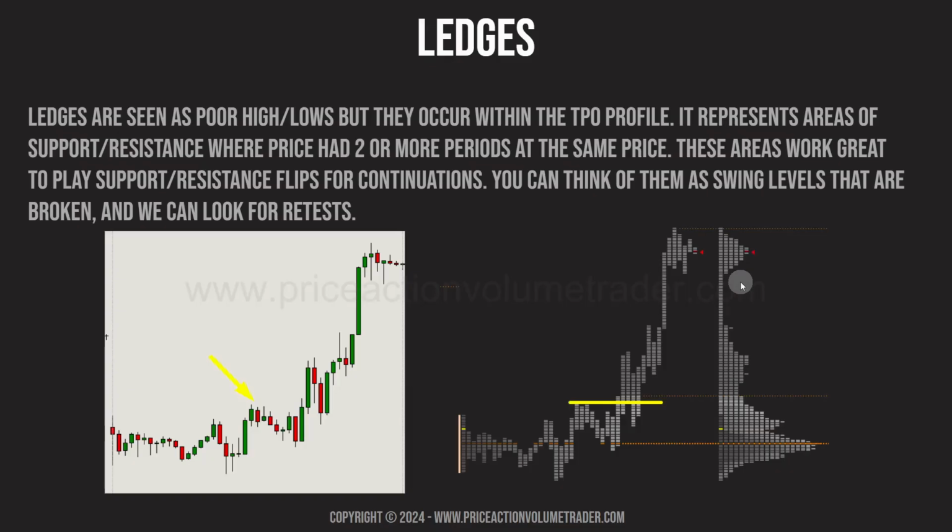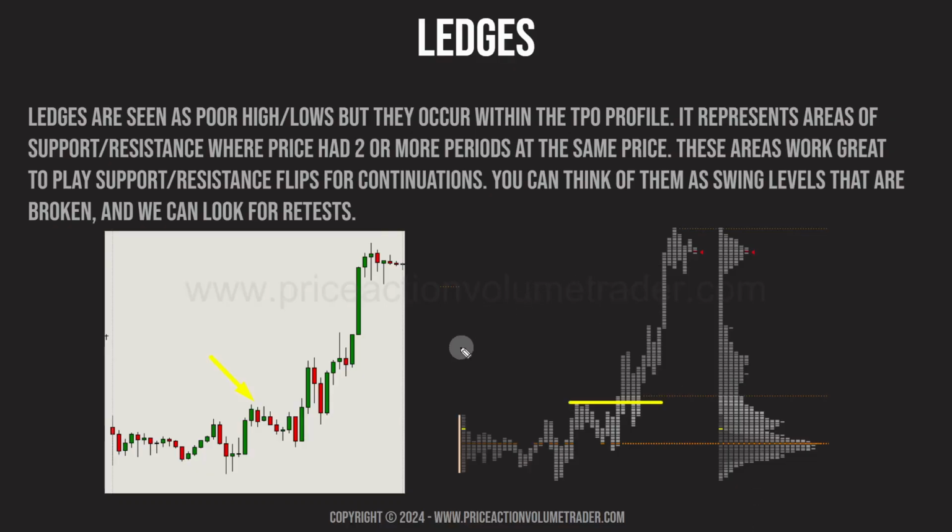So ledges are seen as poor highs or lows, but they occur within the TPO profile. It represents areas of support and resistance where price had 2 or more periods at the same price. These areas work great to play support and resistance flip for continuations. You can think of them as swing levels that are broken, and we can look for retests.